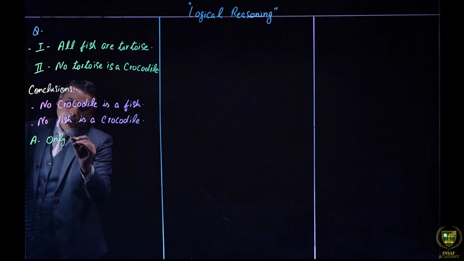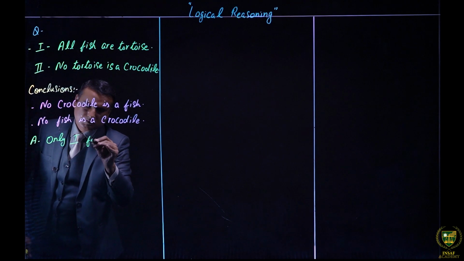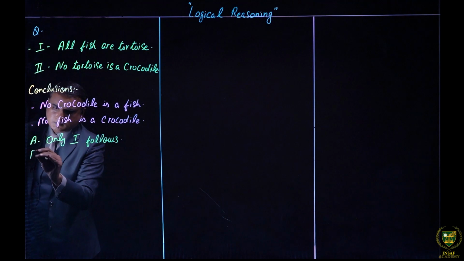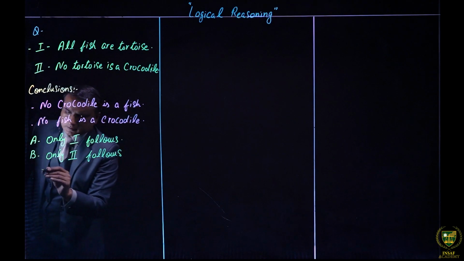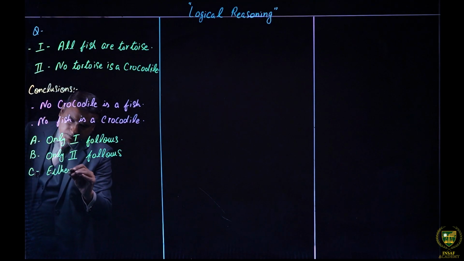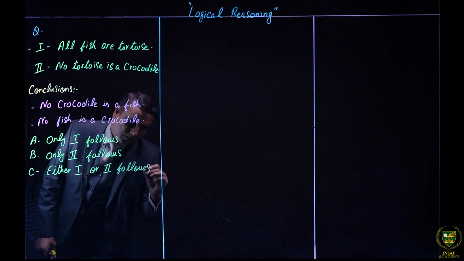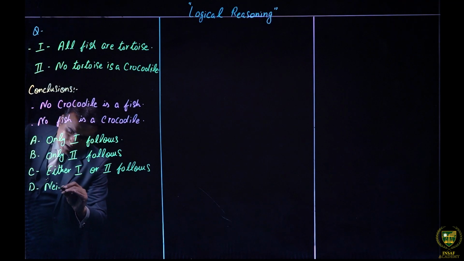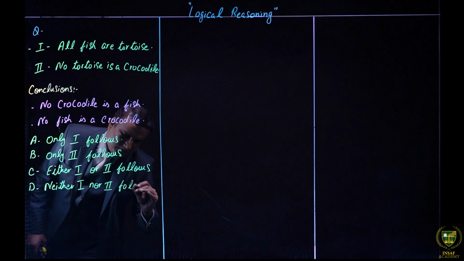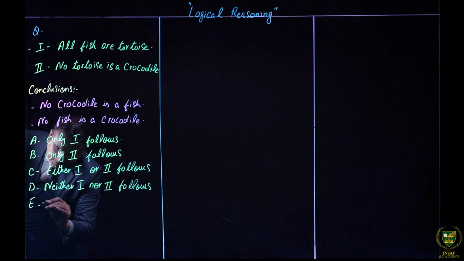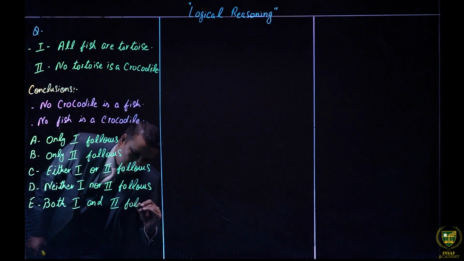Alpha is only one follows, beta only two follows, Charlie either one or two follows, Delta neither one nor two follows, and eta both one and two follow.